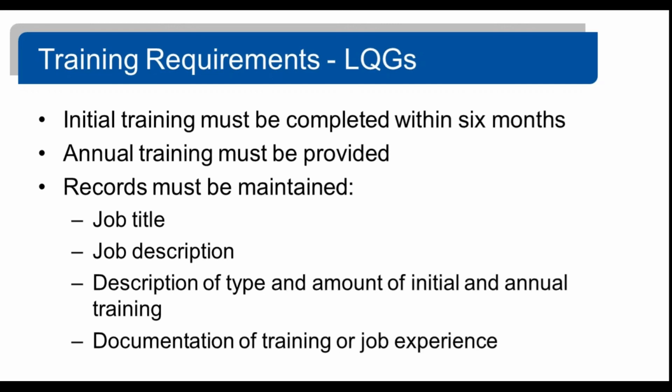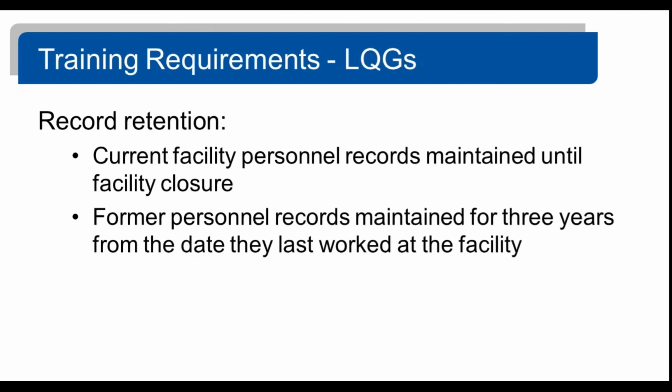What must be included is the employee's job title, job description, type and amount of initial and annual training, and then documentation of training or job experience for these employees. These records for current facility personnel who manage or handle hazardous waste as part of their job duty must be maintained until the facility closes.